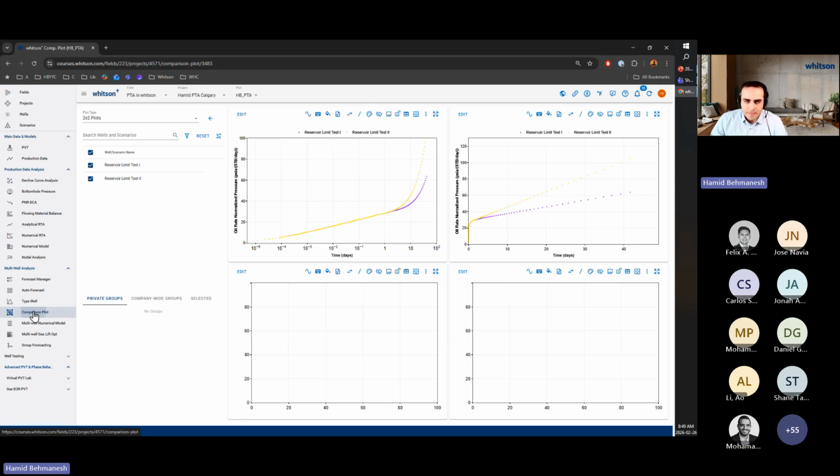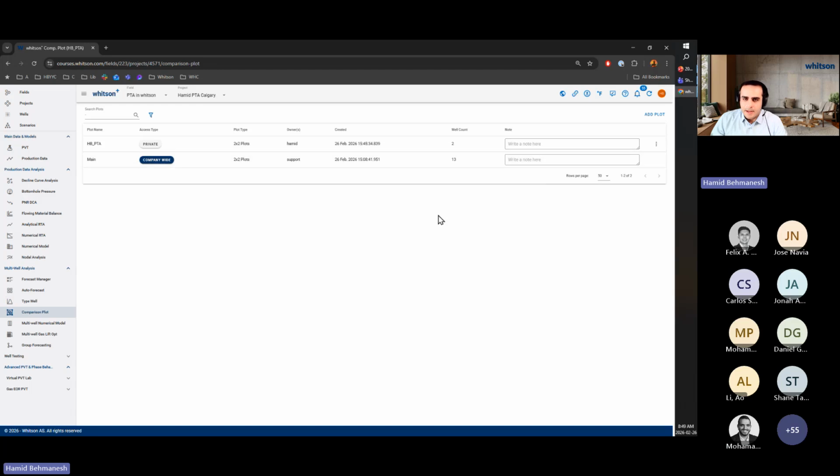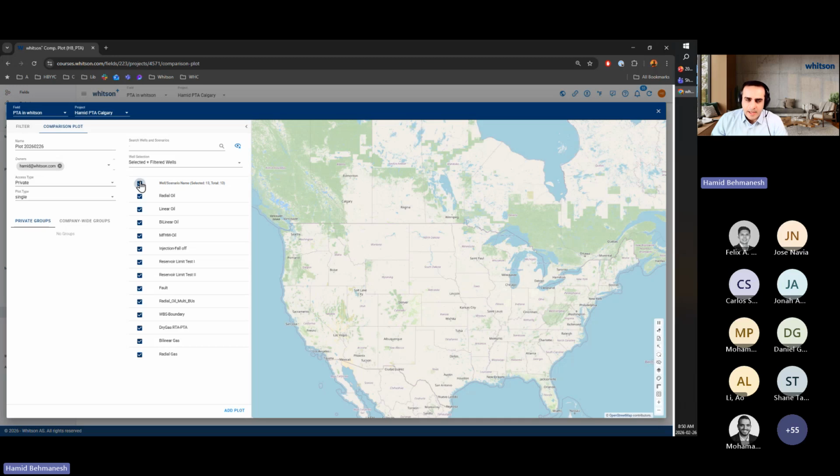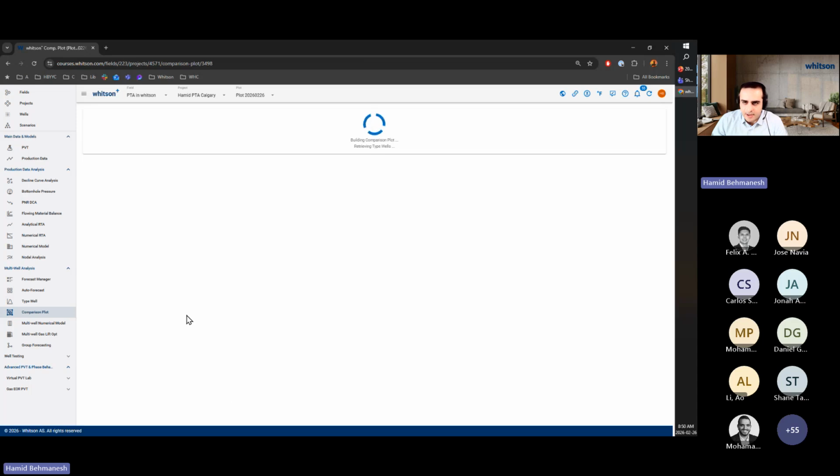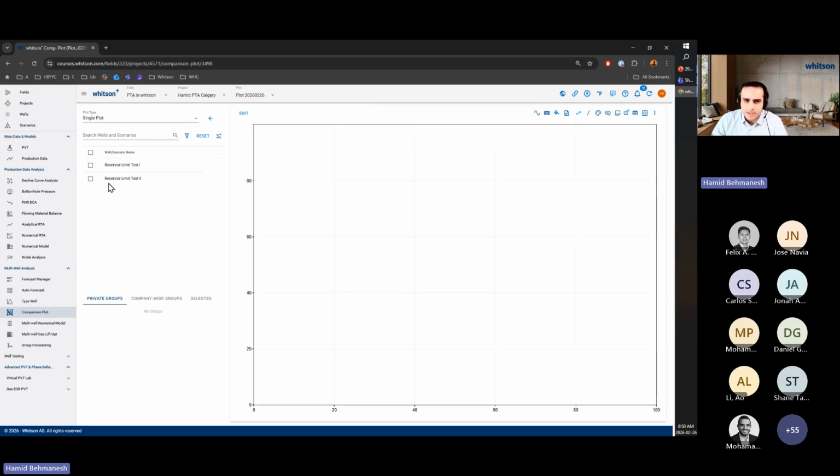Once you go to the comparison plot, you end up on this page here, and you can add a plot. Click on add a plot, and for now we can simply select 2 of our wells that we are interested in: reservoir limit test 1 and reservoir limit test 2, and click on add plot. Again, add plot, select the wells of interest, and you end up over here, right? These are the 2 wells that we selected, and we are interested in plotting a 2 by 2 plot.